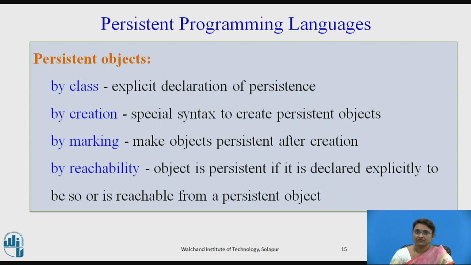Another one is marking. By marking, it means the objects are already created, and you can mark them as persistent so that those are stored permanently as persistent data. Another one is by reachability. Basically, if a base class or one object is there, and we are deriving another one from it, then if there is a connection between those two, both will become persistent objects. So an object is persistent if it is declared explicitly or is reachable from a persistent object. If one object is reachable from a persistent object, then that will become a persistent object.